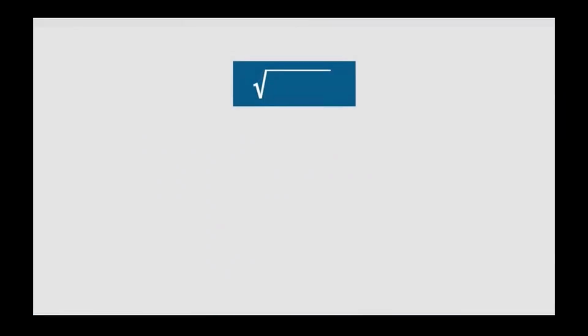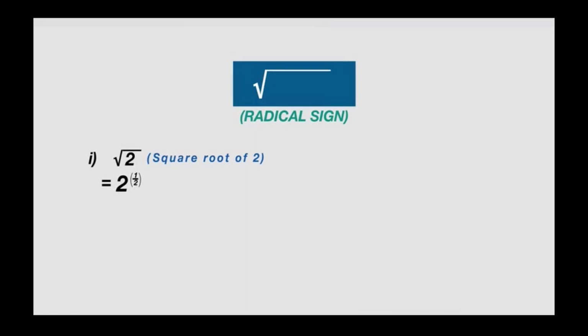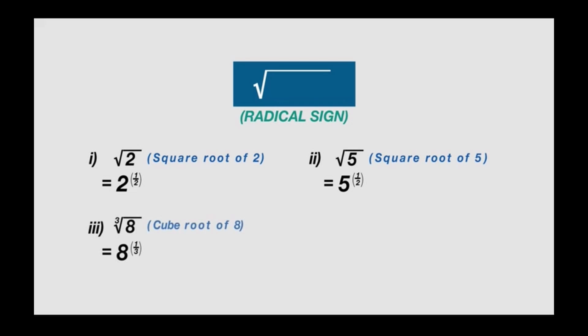There's one other thing that you need to know. This symbol is called the radical sign. And the expression 2 under the radical sign is called the square root of 2. It can also be written as 2 raised to the power half. Again, the radical sign with 5 under it is called the square root of 5. And it can also be written as 5 raised to the power half. When we have a small 3 in front of the radical sign with the 8 under it, we call it the cube root of 8. It can also be written as 8 raised to the power 1/3.